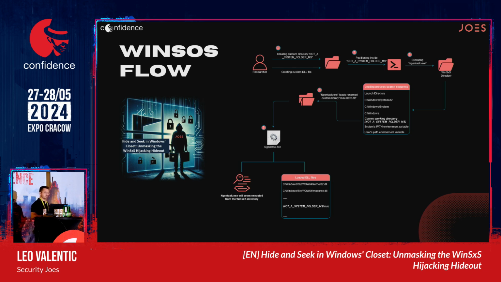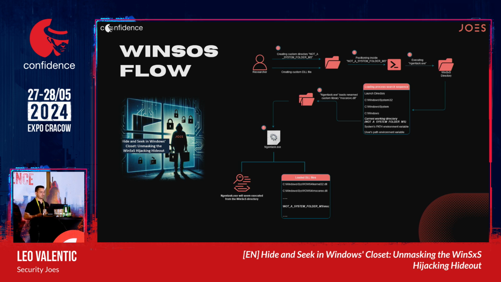You position yourself, using PowerShell, command prompt, whatever you want, inside the not-a-system-folder-ms directory, or however you want to call it. And you will call the vulnerable binary. Let's call it vulnerable. For the proof of concept, we used engine task.exe, but there are multiple other binaries that you can use there.